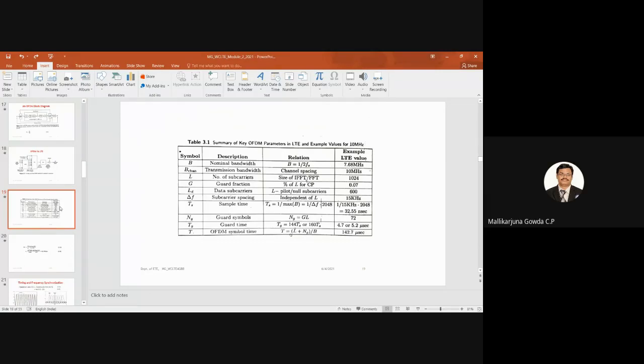At least if you are able to grasp what is what, then in the upcoming discussions you will be able to understand. When I took the example, when L is equal to 128, how many cyclic prefix bits I use, and when L is equal to 2048, how many cyclic prefix bits I need to use. With that, we came to know the rate loss, and for both cases it is around 7%. So how do we calculate the guard time? It is equal to 144 times the sample time for normal cyclic prefix, and 160 times TS for extended cyclic prefix.